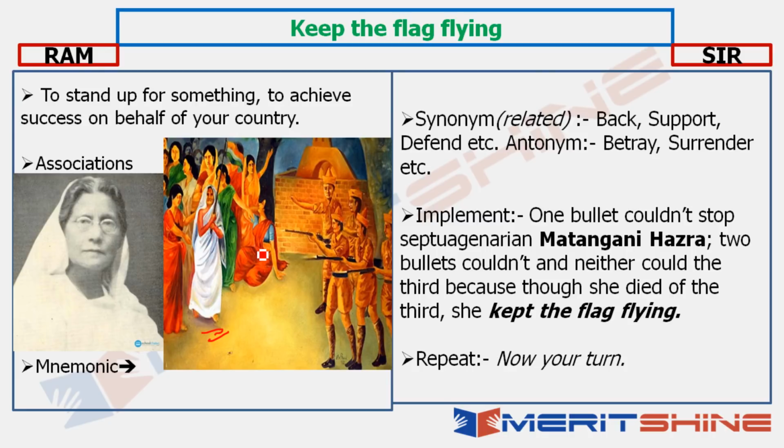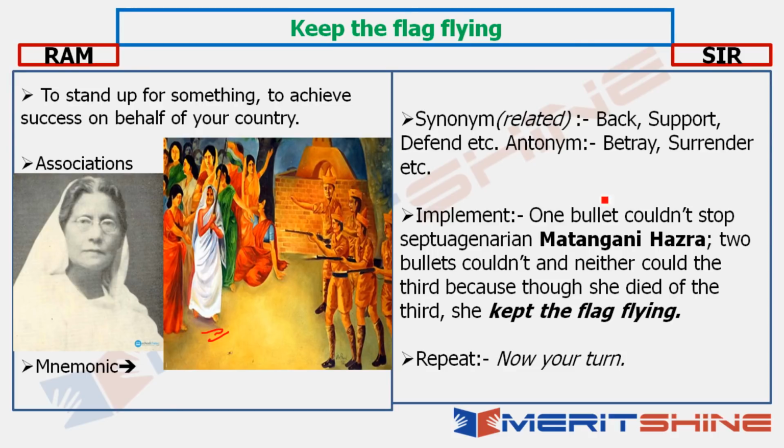She moved on. They shot her again. Still she moved on, bleeding profusely. And then they shot her the third time. Then she fell. But when she fell, the flag did not fall. The flag was upright, clutched in her hands as her body lay in dust.